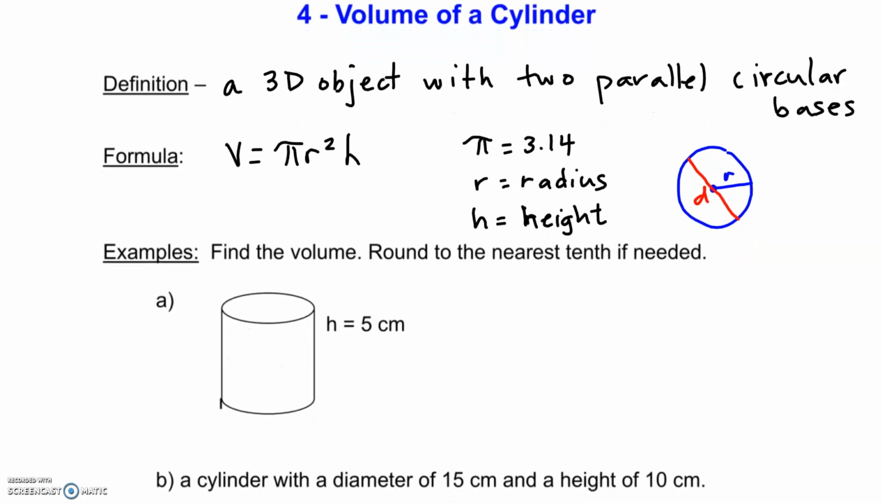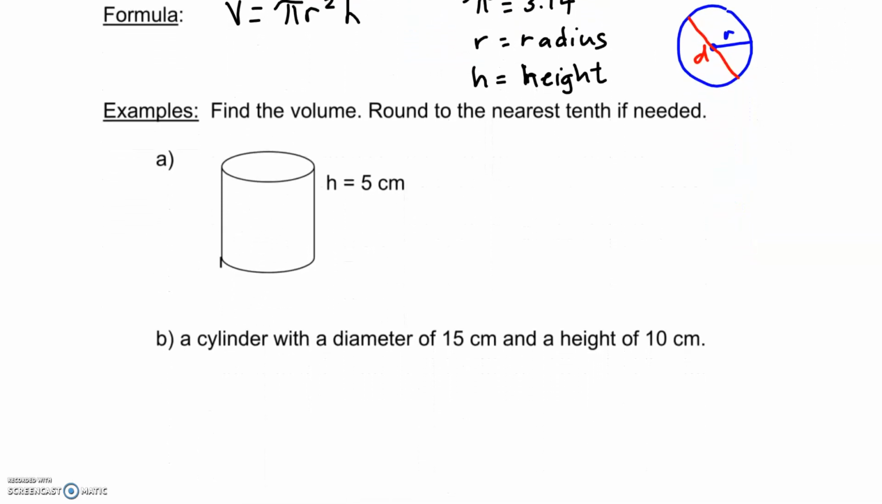It says to find the volume, round to the nearest tenth if needed. We have our height equals 5 centimeters, and we don't have a radius or a diameter. So there must be a typo on their sheet. Let's go ahead and put a radius in, and let's do a radius of 2.5 centimeters.